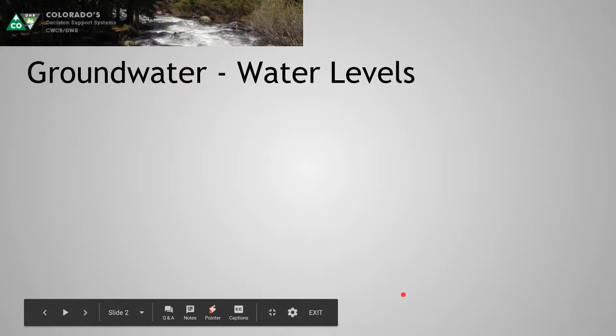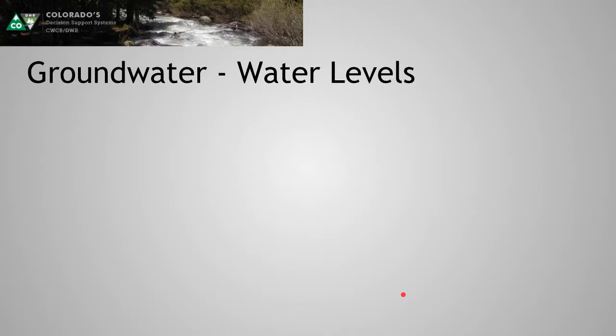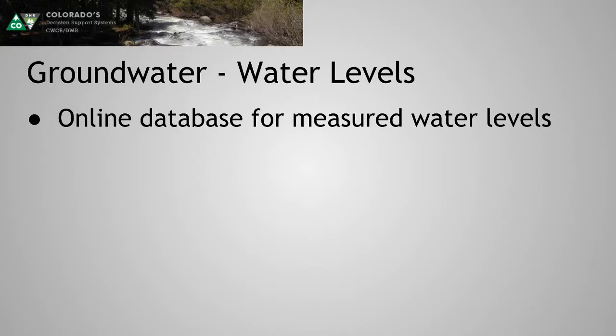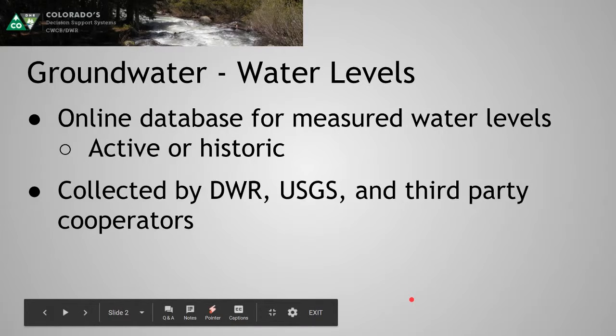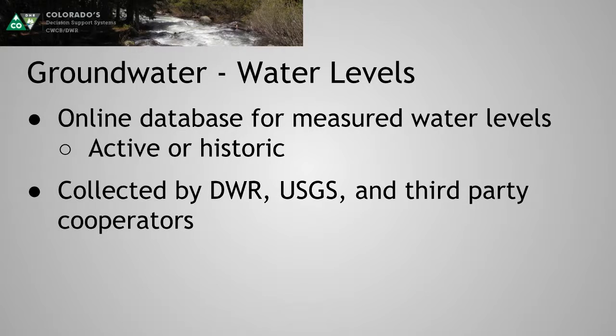So I'm going to walk you through, JR showed you two groundwater tools. There's water level and geophysical logs. The groundwater level database is an online hydro-based database of measured water levels, both active and historic, and it's collected by DWR, USGS, and occasionally some third-party cooperators. They run their data through our group and upload it either through a bulk uploader, or you can even do measurement by measurement, individual measurements.